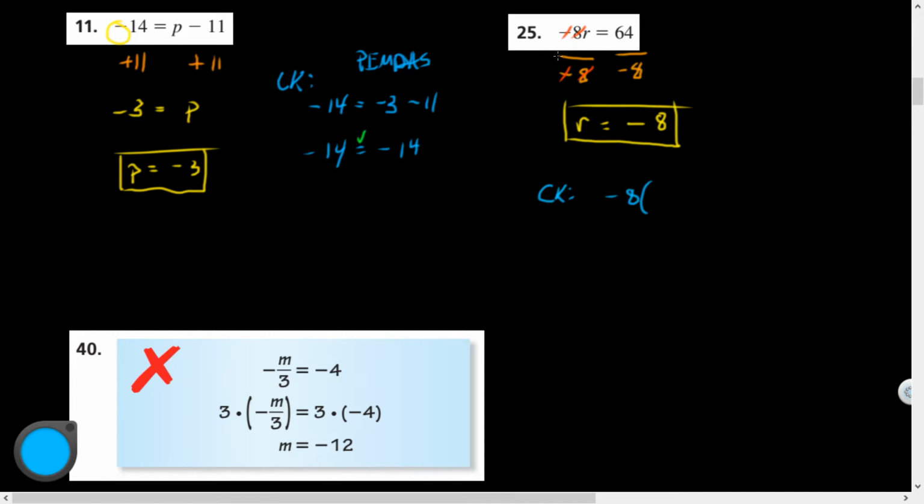Is -8 times, and instead of r, I'm going to write -8. Notice when I do a check, when I substitute, I use the parentheses here, just so I don't make a mistake, because I didn't want to accidentally interpret this as -8 minus 8. It's being multiplied. And -8 times -8 is positive 64, so it checks out.